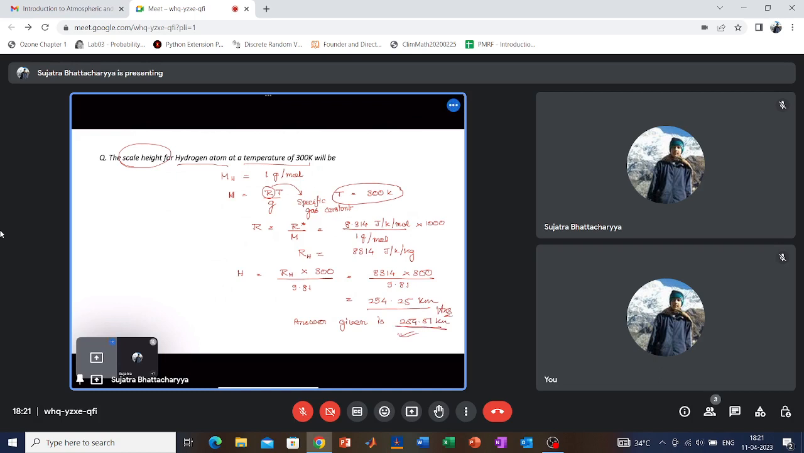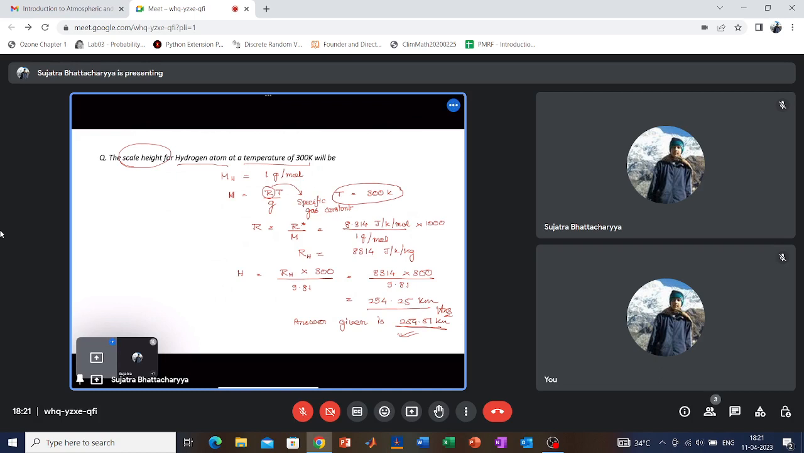So ideally I think the solution should be in meters. One of the options should be in meters, another will be in kilometers. But unfortunately, might be due to a printing mistake, the two options are the same. But this should be the correct option.